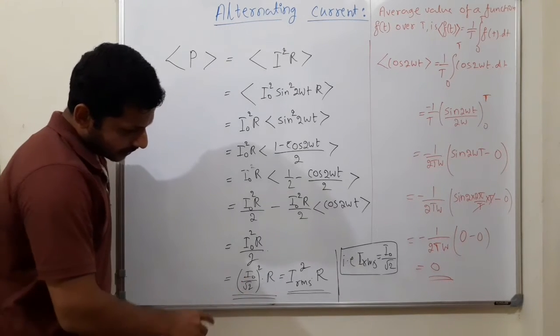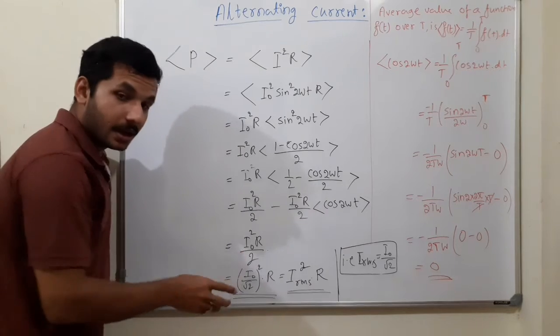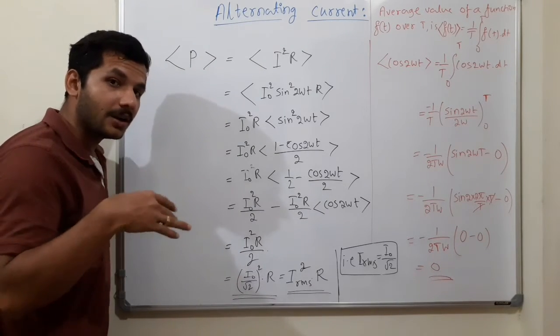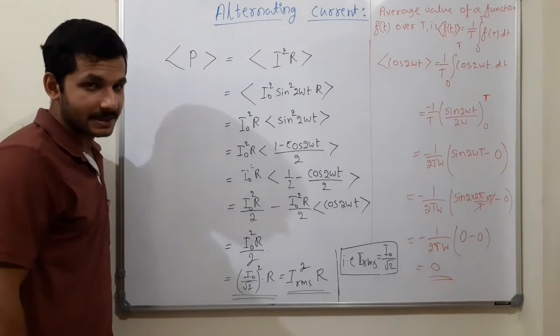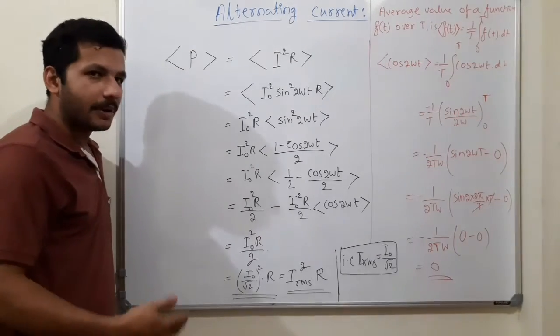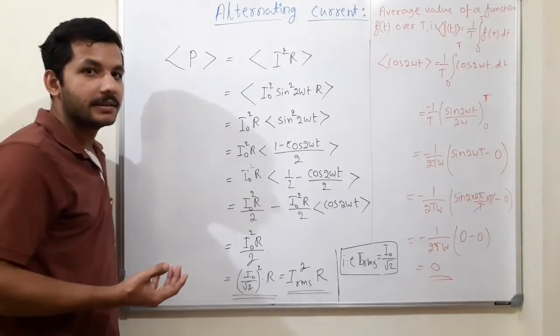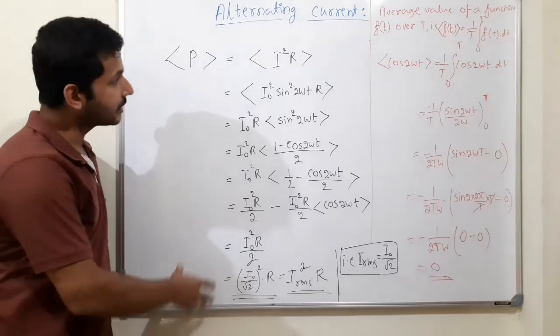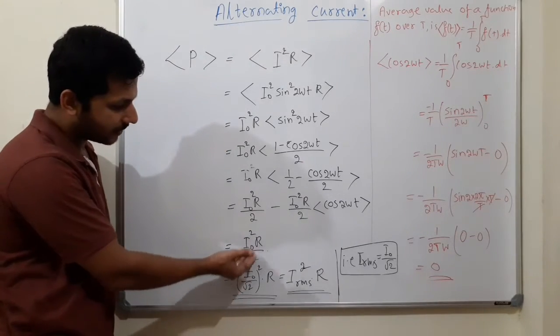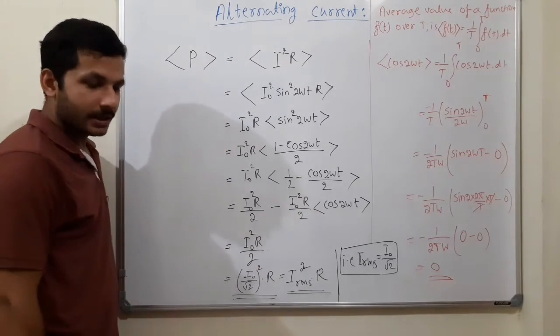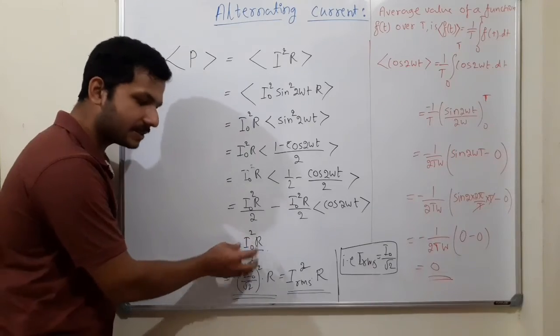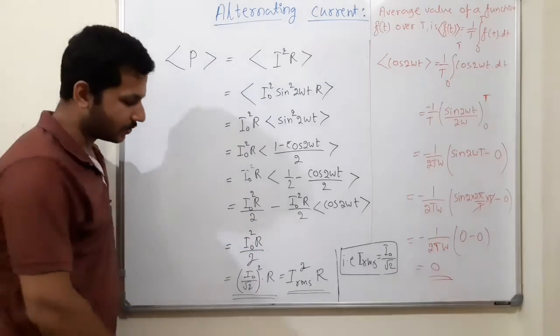So now what do you do? You remember the formula of DC current. DC, that is direct current. Power dissipated in case of DC is I square R. But in case of AC, you got it as I naught square R by 2. We want to represent even it in the form of I square R itself. So what we will do?